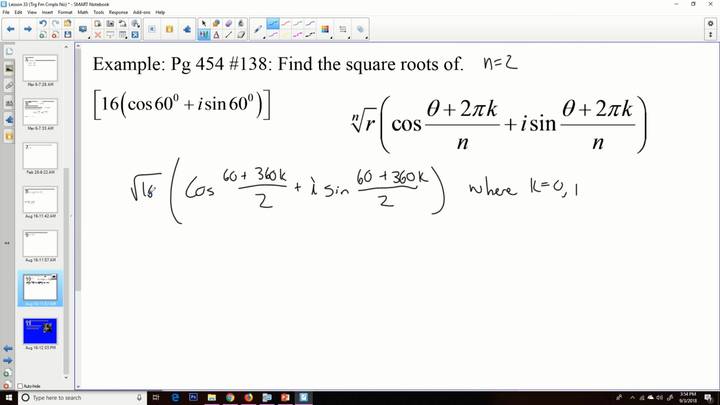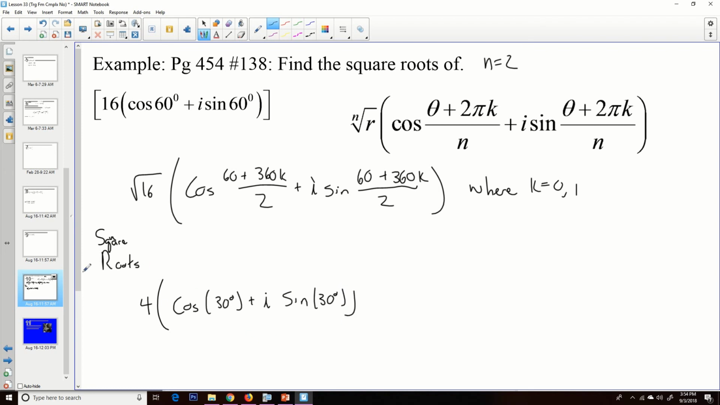Alright, so my roots are these. The first root will be the square root of 16, square roots. The square root of 16 is 4, and this is our first one. So it'll be the cosine of 60, and then since k is 0, that'll be 0. So 60 divided by 2 will be 30 degrees plus i sine of 30 degrees.